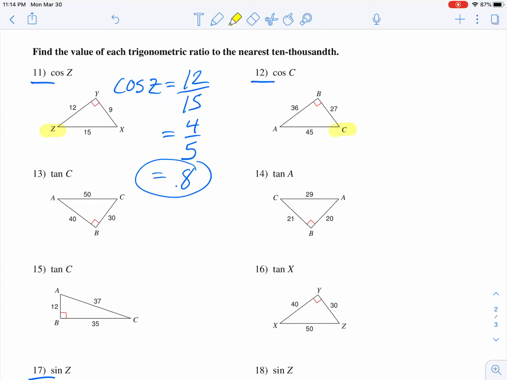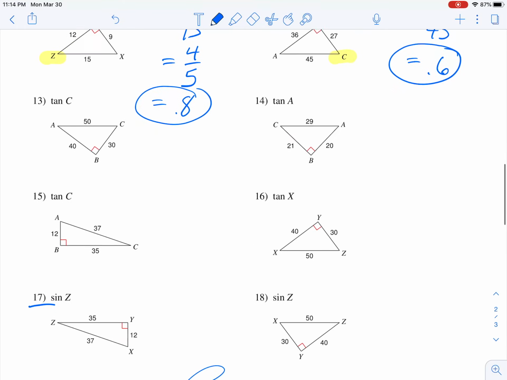For number 12, we're looking at the cosine of C. There's C. Cosine again uses the adjacent side, so the cosine of C will be 27 over 45. And on this one, I'm not actually going to simplify. I'm just going to cut to the chase and get a decimal value. We'll do 27 divided by 45 gets us to 0.6. Some of these are not going to be as pretty of numbers, but you get the idea.